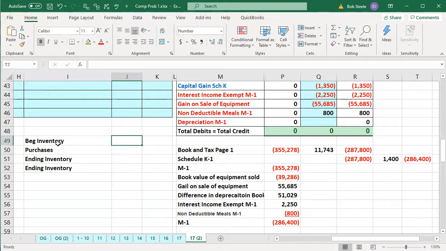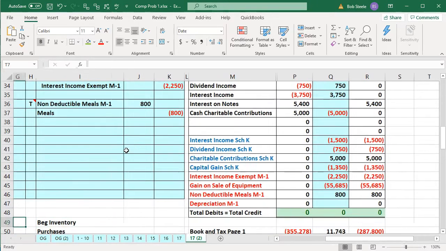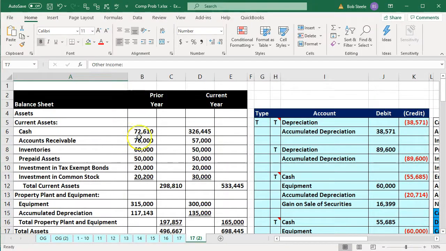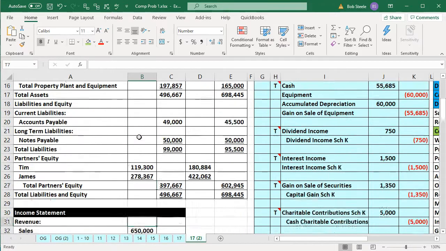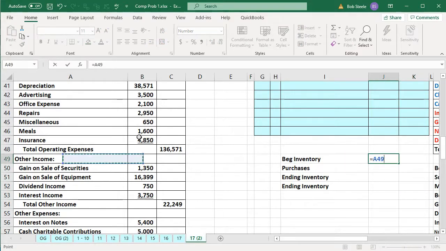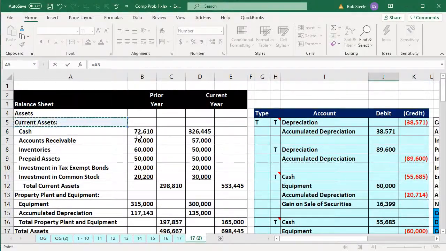So we know what the beginning inventory is because it's going to be on the prior year tax return or the prior year financial statements. So the financial statements for the prior year show the beginning inventory, prior year inventory at the 60,000. So I can pull that information over. I can say, all right, the beginning inventory is going to be equal to, let's just use formulas here. And prior year is this one.